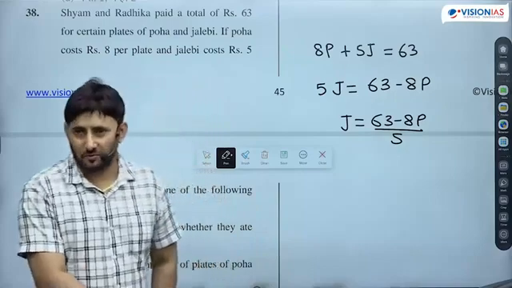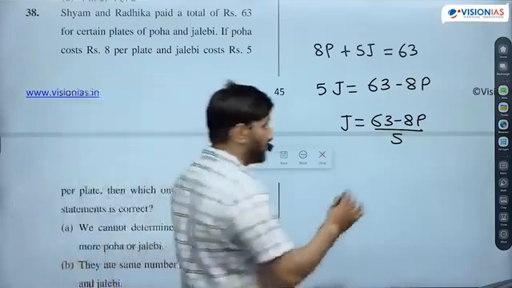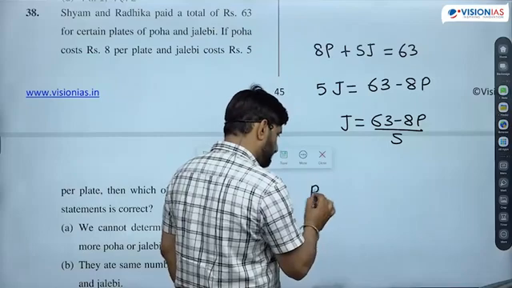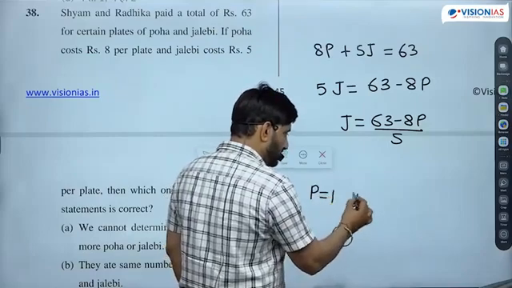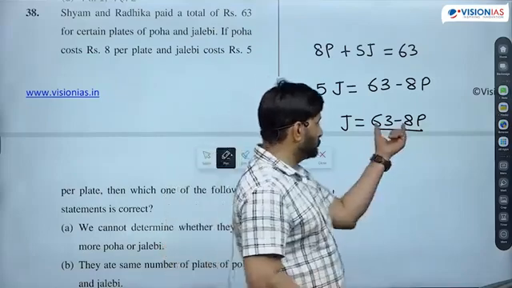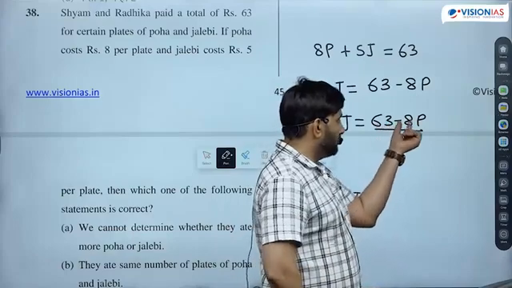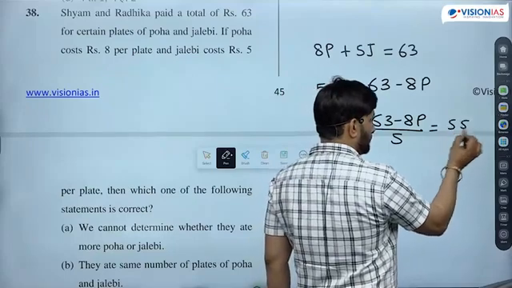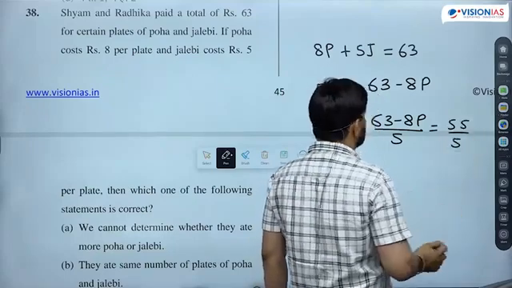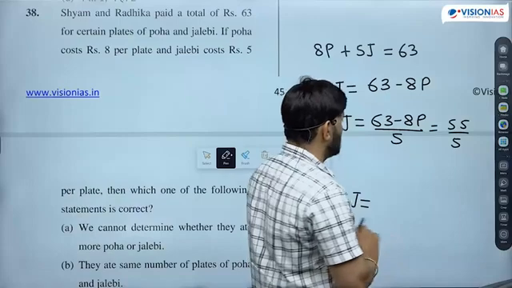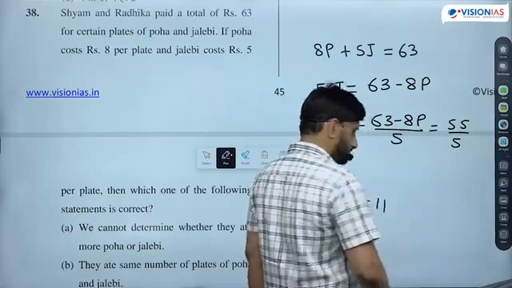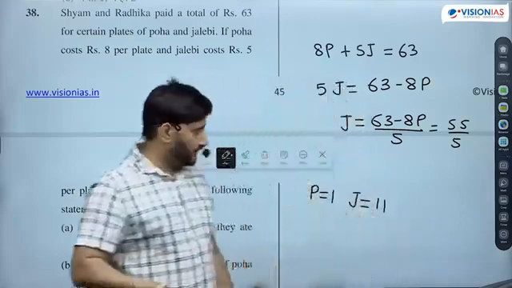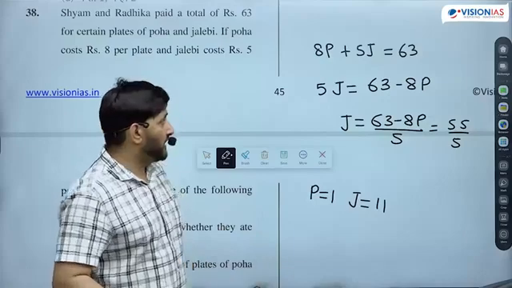अरे बोलो बेटा, हो पा रहा है? So if I am putting p is equal to 1, then what is the value of j? 1 put करोगे तो this will be 63 minus 8, that is 55, divided by 5. What is the value? 11 ना. This is one case. अब second case देखते.